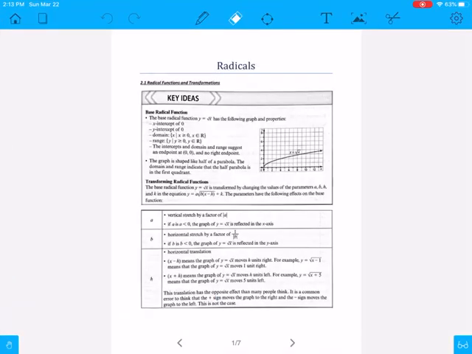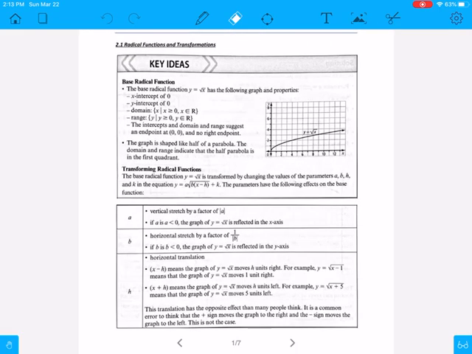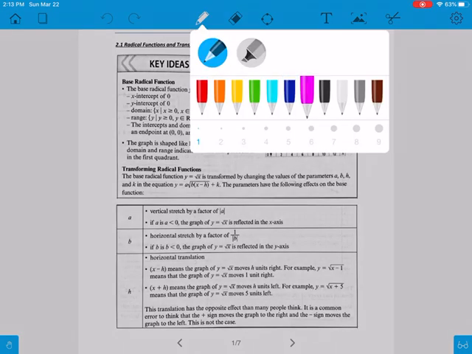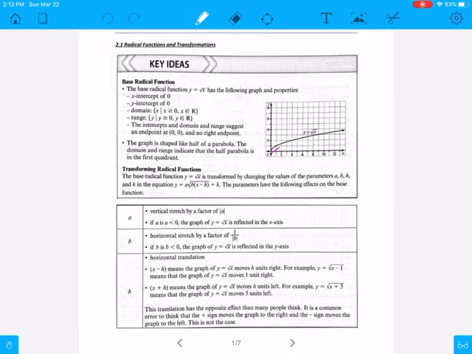Hello everyone, so we're going to learn about radicals. And the first lesson we're going to do is radical transformations. So the base radical function is the function y equals square root x. And it looks like this function off to the side here. There's a graph of it. It starts at (0, 0) and it goes up.